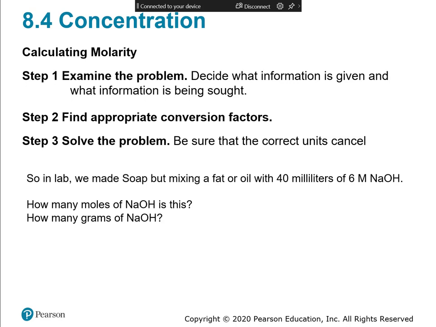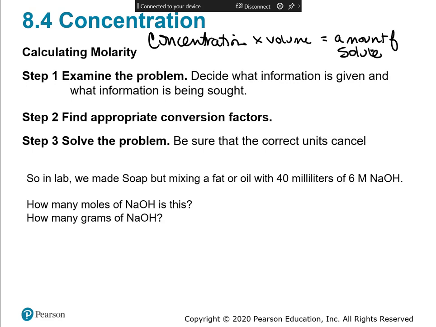So when you go to use molarity, you've got to figure out, okay, what am I given? If you're given molarity, that's concentration. Concentration, as a general rule, if you take the concentration of a sample and multiply it times the volume, that will tell you the amount of your solute. Concentration times volume equals the amount of your solute.